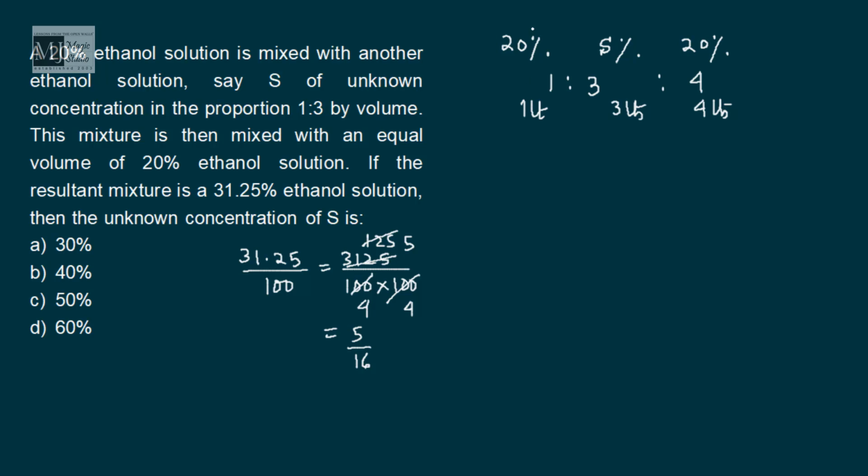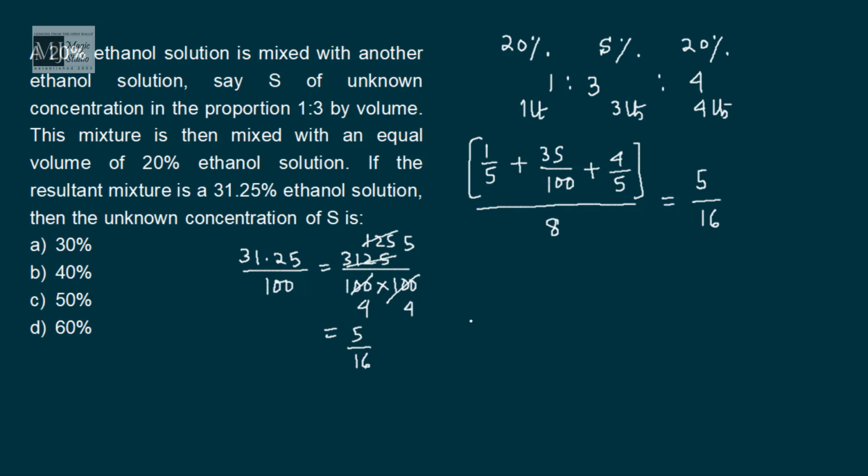So now if I find the weighted concentration of these three combined together, that weighted concentration of S should be 5 by 16. So how much is the ethanol? Weighted combination of ethanol should be 5 by 16. In 1 liter, 20% means 1 by 5, plus S percent in 3 liters is 3S by 100, plus 20% in 4 is 4 by 5. So this much is out of the total volume, that is 8 liters. This fraction should be 5 by 16, isn't it?